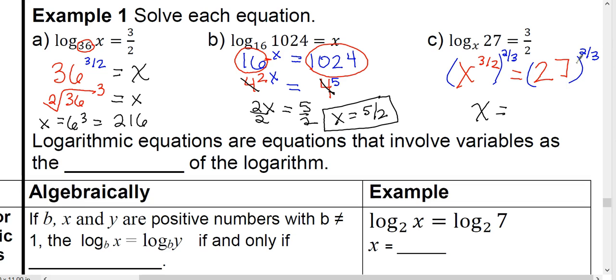Over here we have to do what we did on part A and convert this to a radical expression, and then we can figure out the value. So we take the cube root of 27 and we square that. So the cube root of 27 is 3, and then 3 squared is 9. So the base here that we would need in order to get this value is 9.